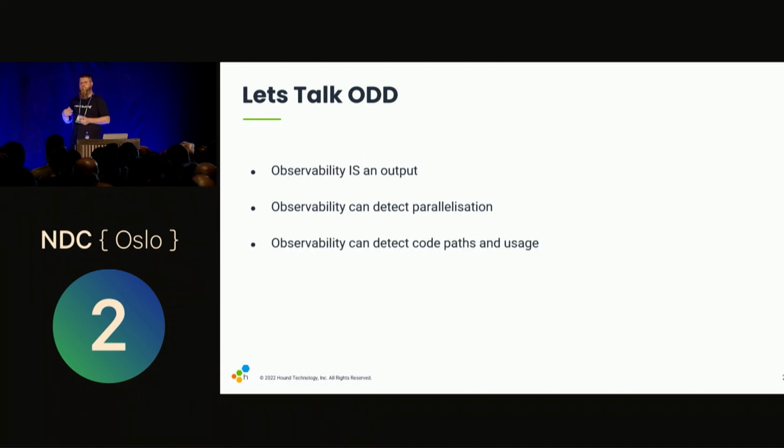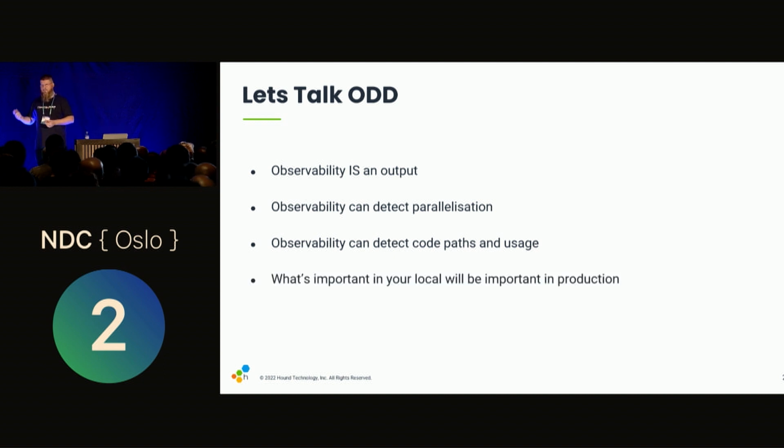It can also detect which code paths. Because if you write tracing into your application, if you do manual instrumentation, you can detect which kinds of code paths have been taken through your application. Now, the other thing is that what's important in your local environment is likely important in production. If we take the caching example, where we care that a second request hits the cache, that's important to us. Well, that's important in production as well. I should care in production that things are hitting the cache when they should hit the cache. So all of a sudden, this is an output that we need to have in our application.